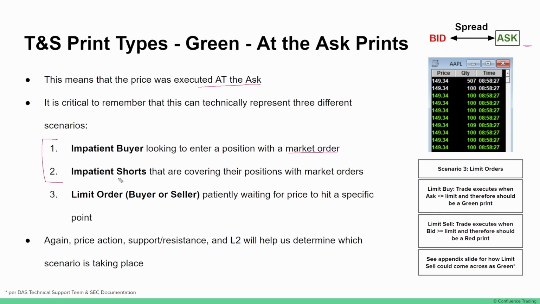The second group would be impatient shorts. These are essentially the exact same as impatient buyers in that they'll show up as a green print because they're covering their short position with market orders. So fundamentally, those are executed the exact same way. The third participant group is our patient group, and these are executing on limit orders. So once again, they're patiently waiting for a specific price point to get hit. Now, as we said on the previous slide, we will use price action, support and resistance, and our level 2 to help us identify when we see green prints which of these scenarios is taking place.